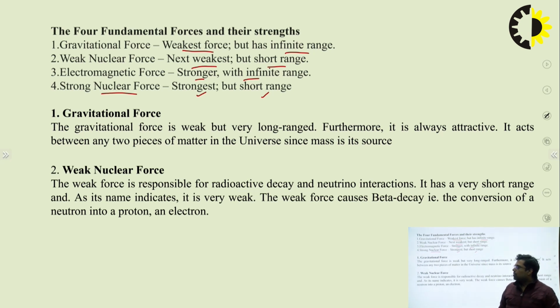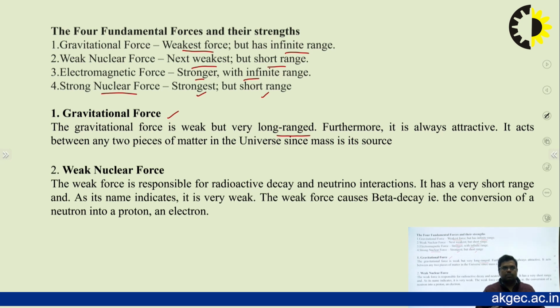If we go to a more descriptive way of the different types of forces, the gravitational force has long range. This force is available due to the attraction of two bodies having different mass. It is always available in nature, but it is termed the weakest force.